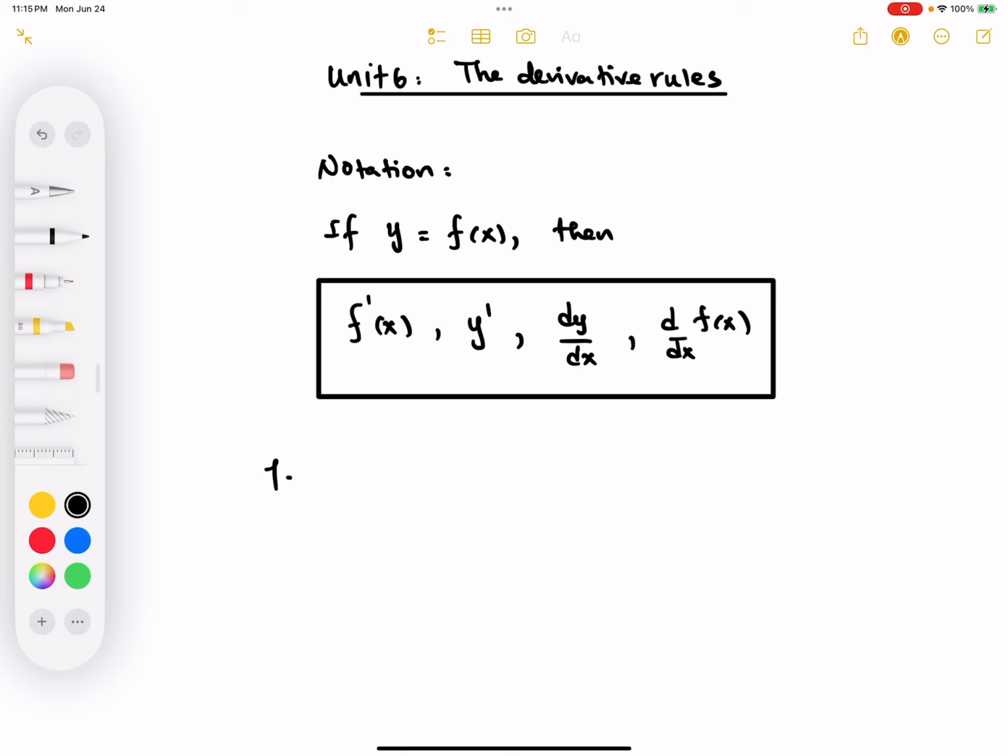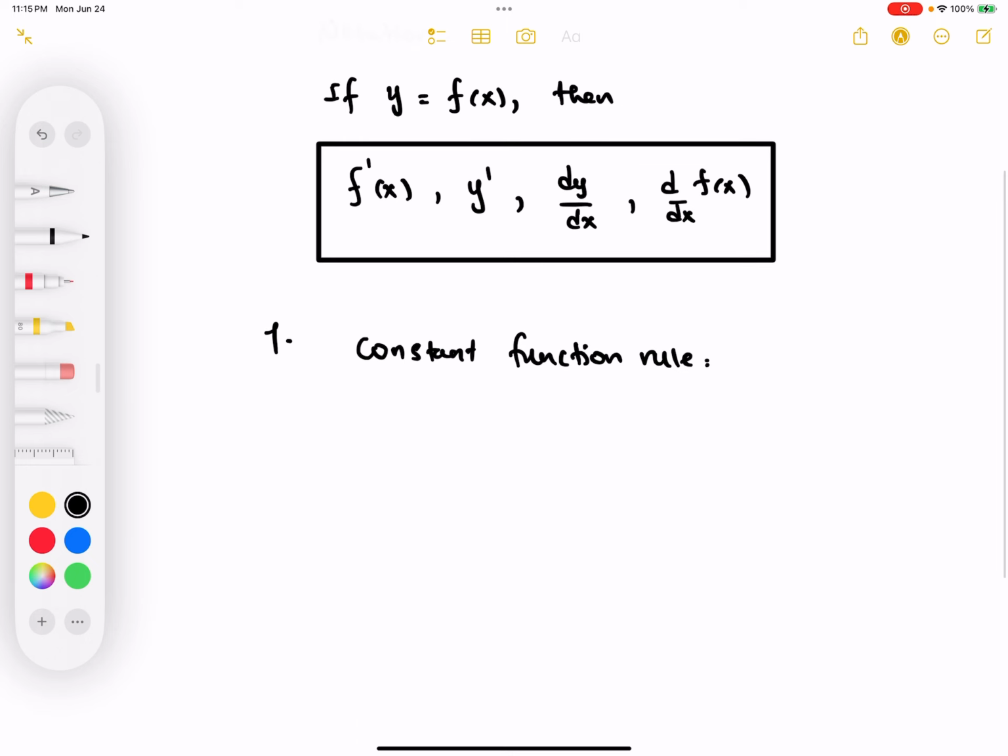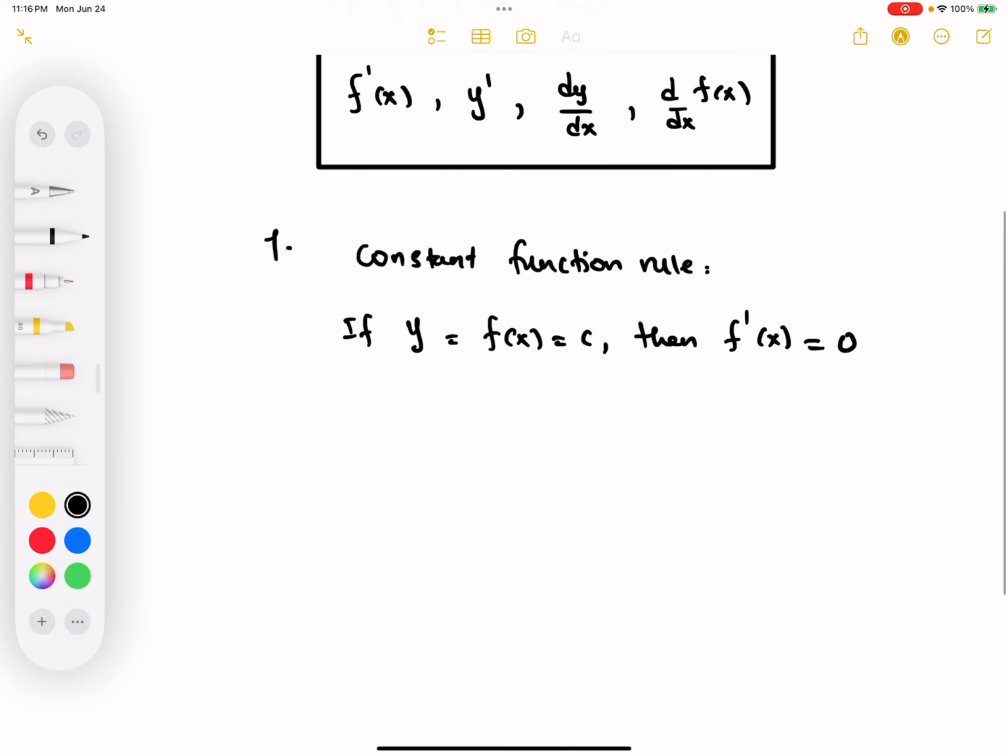The constant function rule. That means if the function is constant, for example, if y is equal to f of x is equal to a constant, then the derivative of a constant function is always 0. Let's use an example.